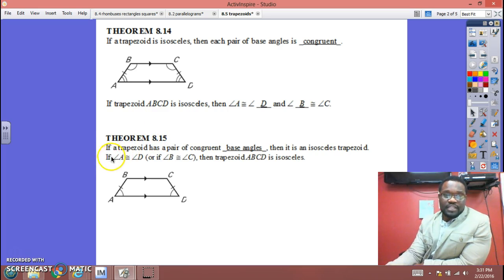Here's another theorem. If a trapezoid has a pair of congruent base angles, then it is an isosceles trapezoid. So what does that mean? This is just the reverse of the previous one. You can prove you have an isosceles trapezoid if you have a pair of congruent base angles. That's all that's saying. So it's pretty much the same theorem.